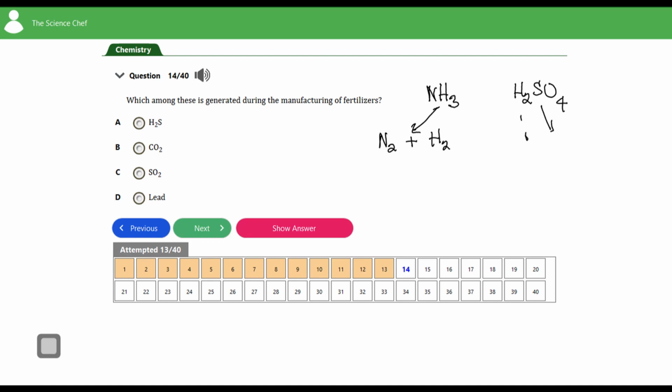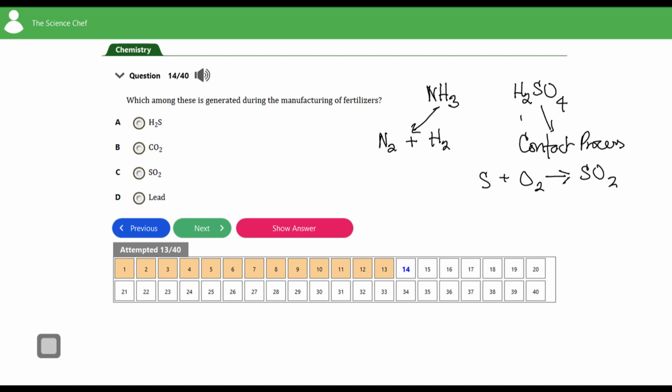Now, ammonia is obtained from nitrogen and hydrogen gases, right, from the Haber process, while tetraoxosulfate 6 acid is obtained from the contact process, starting with the burning of sulfur in oxygen to form sulfur 4 oxide, right? Then the sulfur 4 oxide is converted to sulfur 6 oxide in the presence of vanadium 5 oxide as a catalyst at 450 degrees Celsius, right, and 1 to 3 atm.